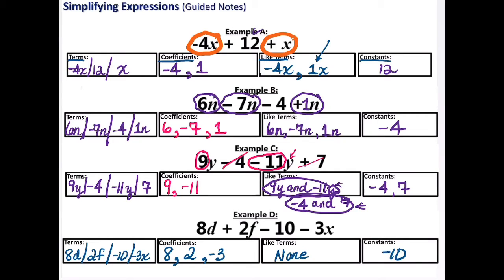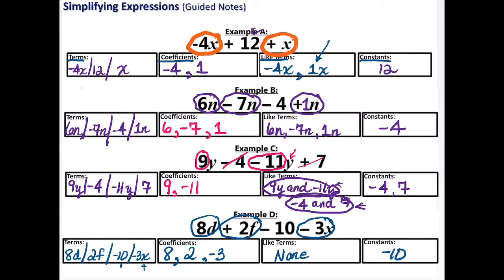Okay, so see if everything matches up with what I have here. There were 4 terms. There was 8D, there was 2F, there was negative 10, and there was negative 3x. The coefficient of 8D was 8. The coefficient of 2F was 2. And the coefficient of negative 3x was negative 3.